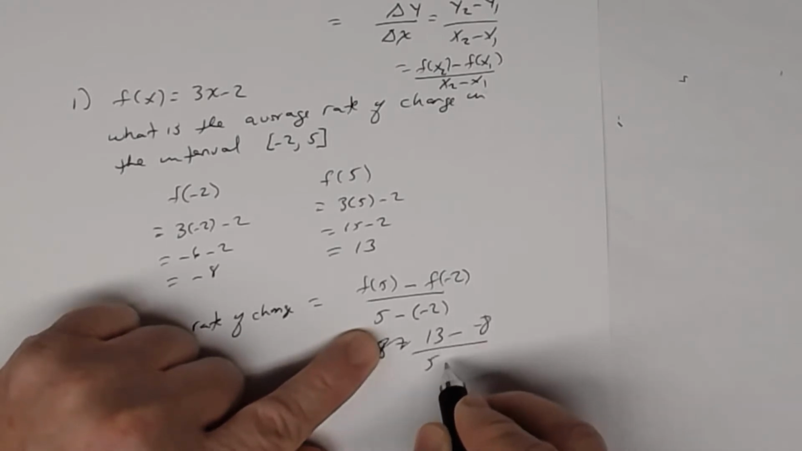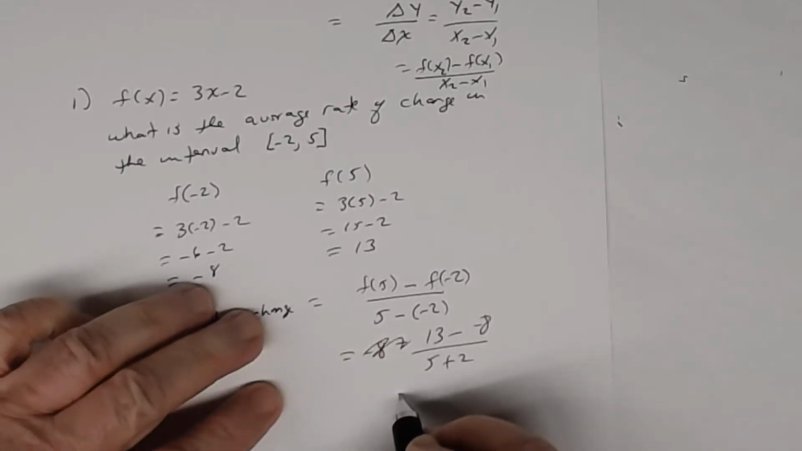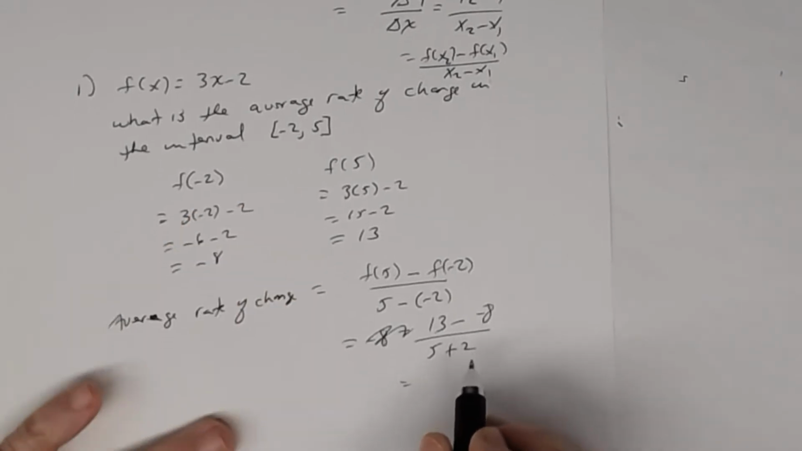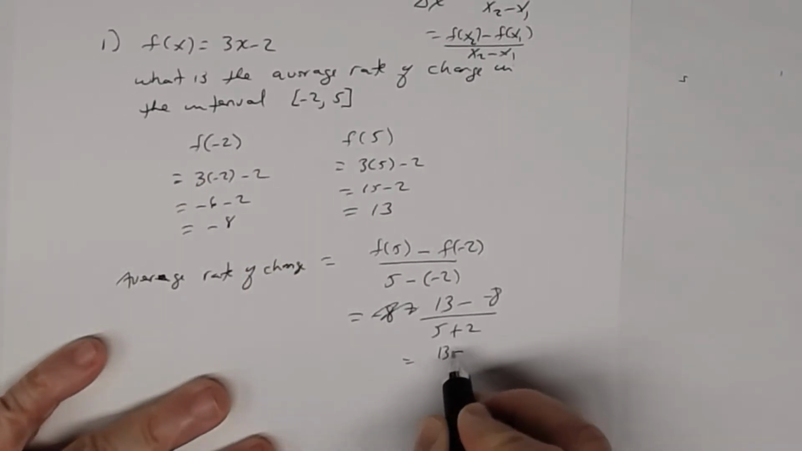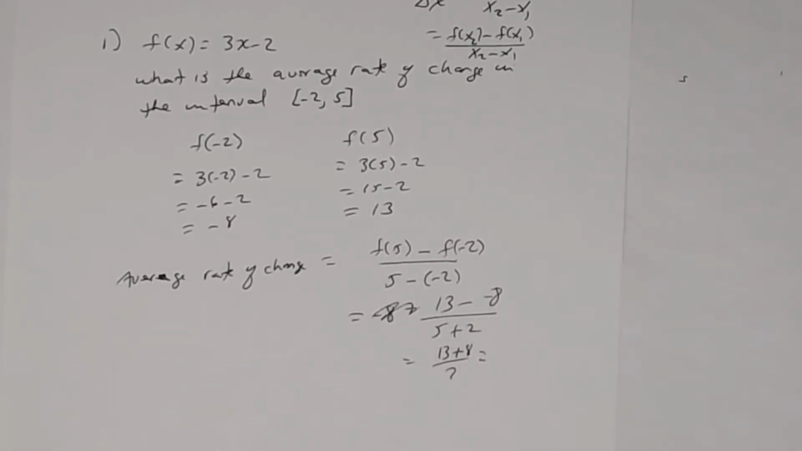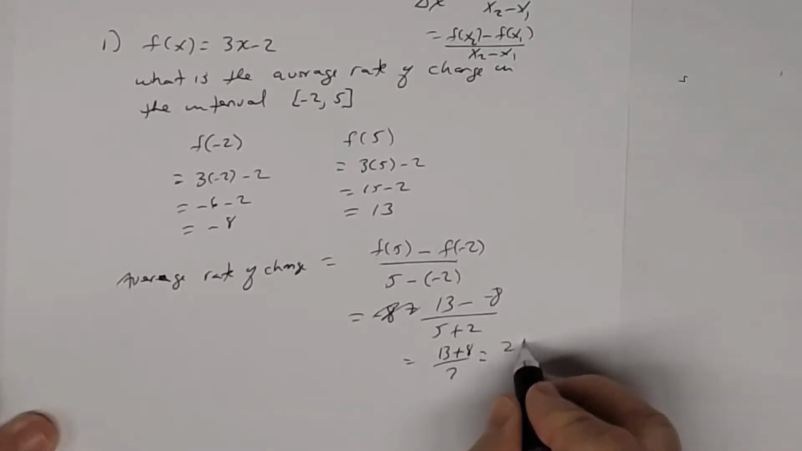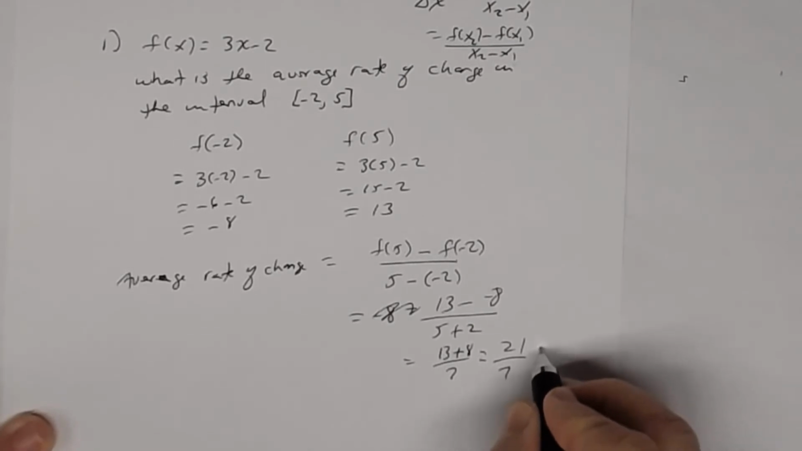Subtract a negative 2 means 5 plus 2, right? Okay, 13 subtract a negative 8 means 13 plus 8. And then 5 plus 2 is 7. 13 plus 8 is going to be, what's that, 21? And 21 divided by 7 is 3.